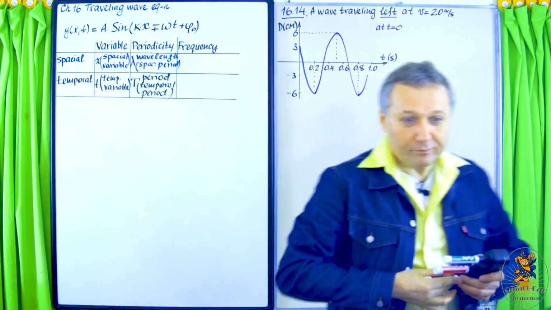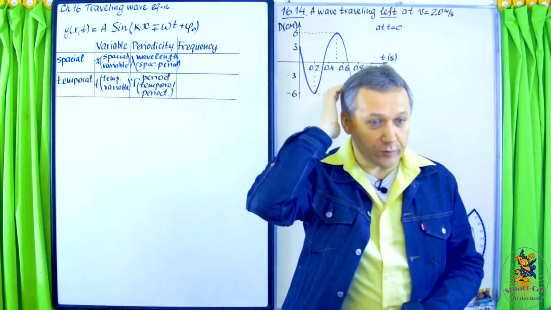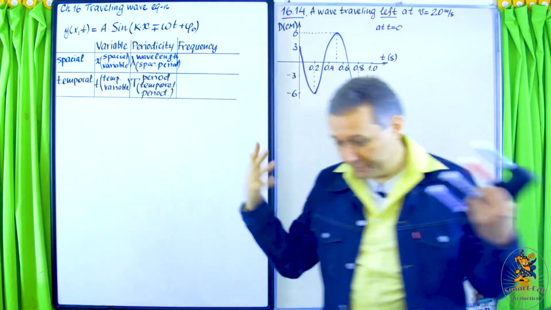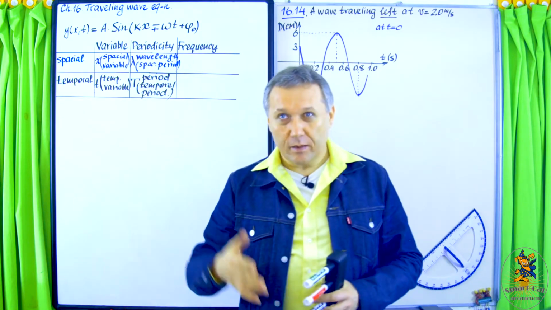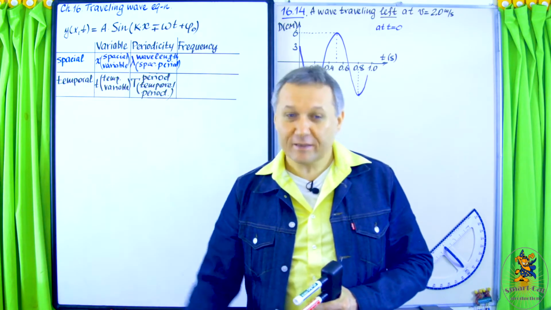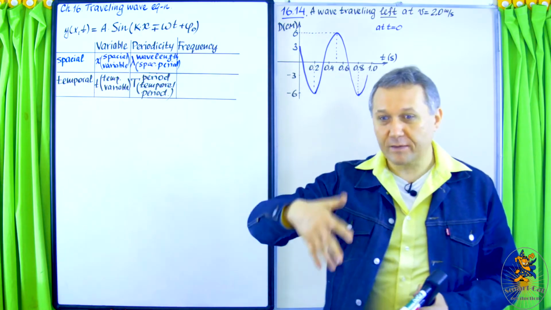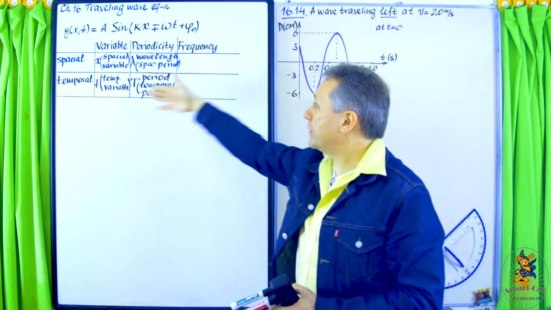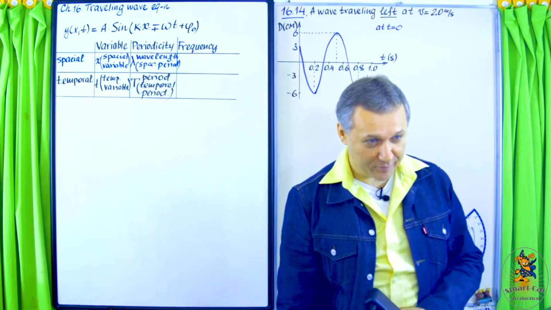Now, next one. Since it's periodic in space and time, we should be able to introduce frequency, basically how fast the wave oscillates first in space, because it's periodic in space, and since it's also periodic in time, we can introduce a parameter describing how fast the wave oscillates in time. So we need to introduce spatial frequency, and we also need to introduce temporal frequency. Let's start with spatial frequency.